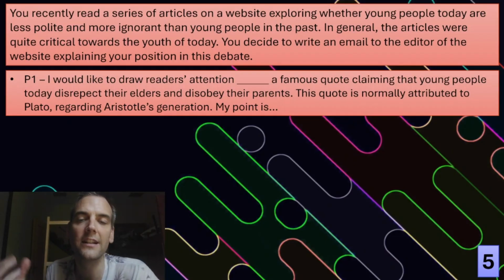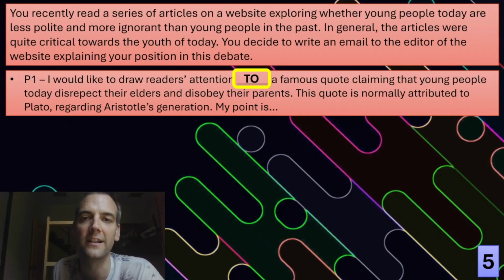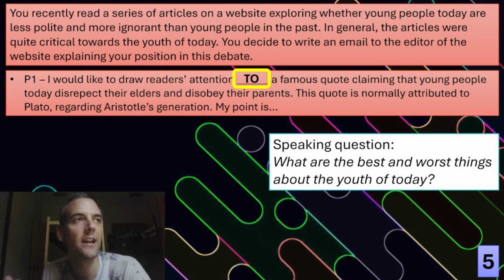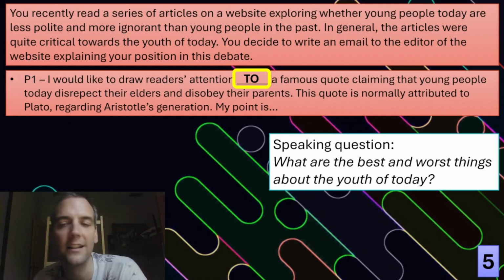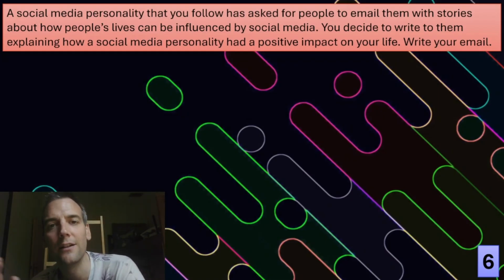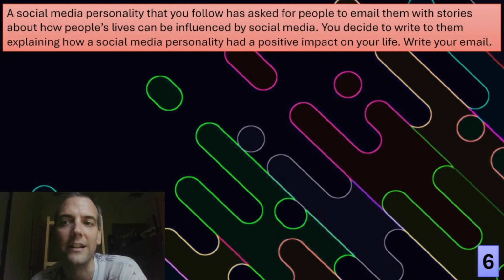And you draw someone's attention, use of English part 2, you draw someone's attention to something. Nice little phrase there. What do you think? What are the best and worst things about the youth of today? Can you share some of these common ideas about whether society is going downhill and we are in decadent times and so on? That's what we're going to talk about. But then we're going to move on to our 6th email question, which is, again, a bit more of an informal one about the influence of social media. You are writing to a social media personality about how social media people and social media can have an impact on your life.